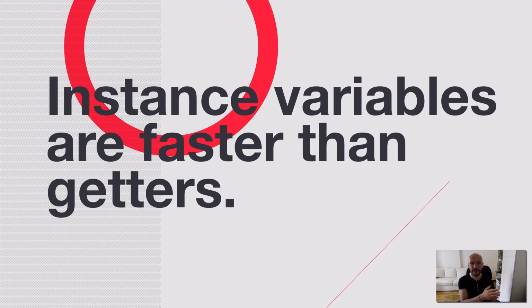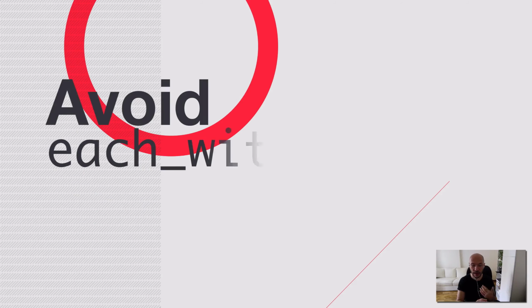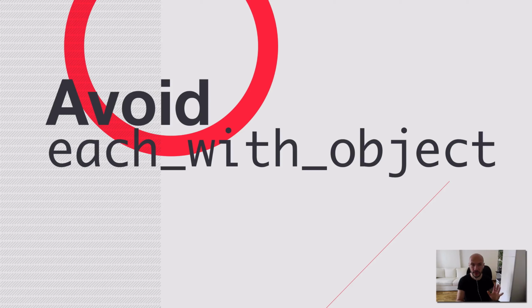Instance variables are faster than getters, generally speaking. `add foo` is faster than `unless foo.nil?`, and avoid `each_with_object`. Those are things that I usually use in other code bases where performance is not so critical, but here I wanted to avoid them. My suggestion here is to always benchmark your code. Don't take these for granted.